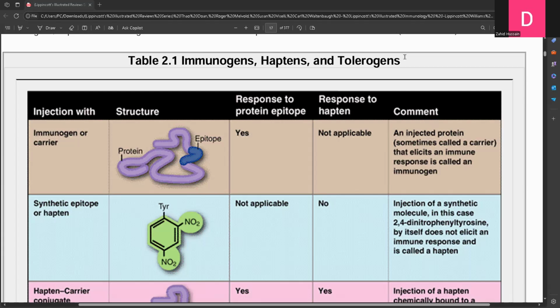And tolerogens are those substances which are present in the body, mostly self proteins, and they will produce tolerance or anergy.